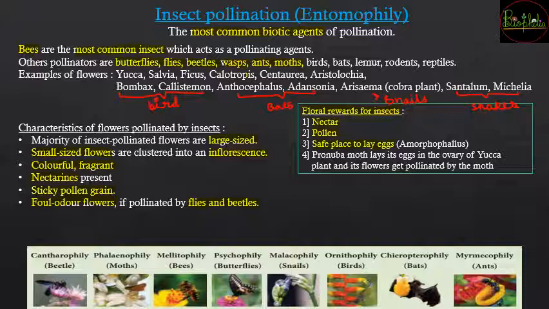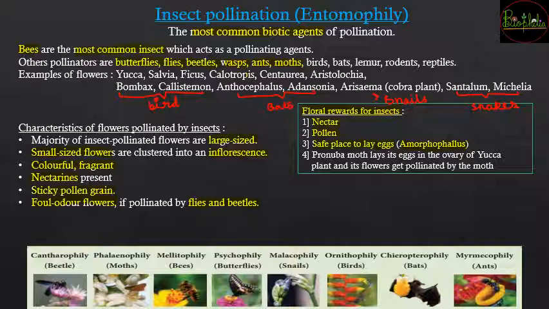So the amorphophilous flower is going to provide a place to lay eggs. तो जैसे ही insect आएगा to lay eggs, that is going to pollinate the pollen grains to another flower. Fourth आता है again to provide place to lay its egg.